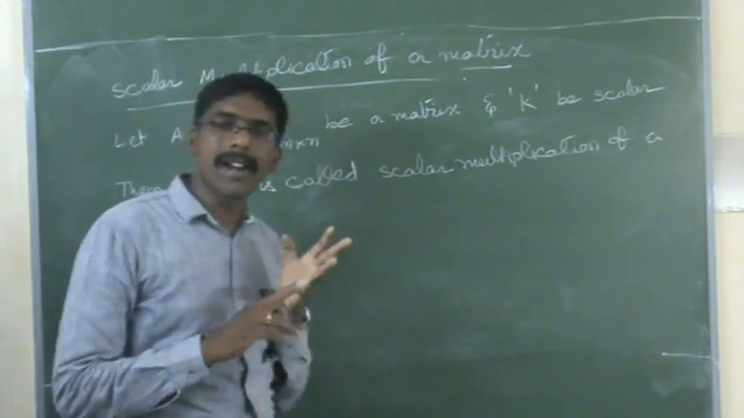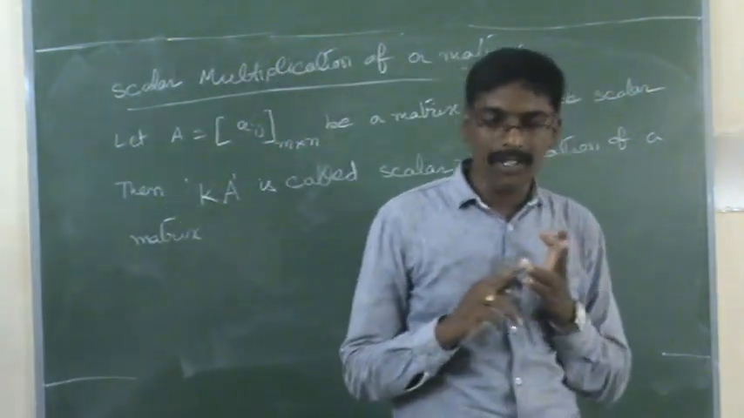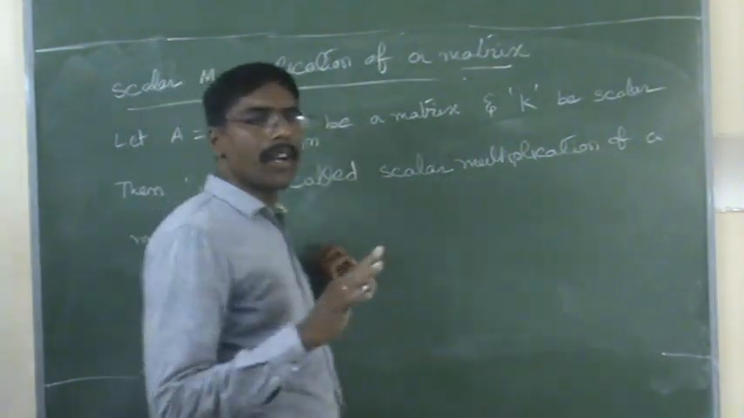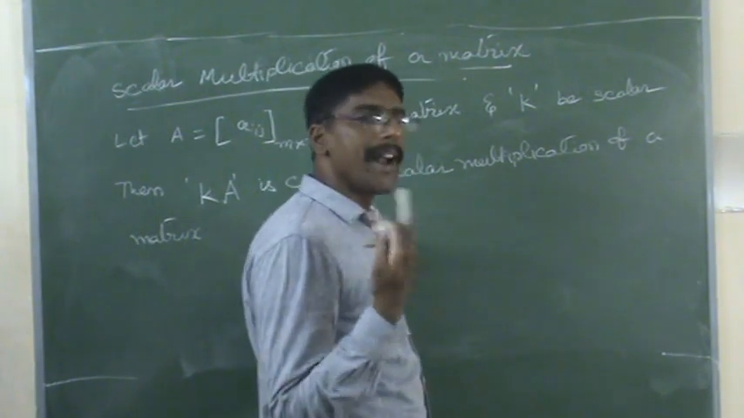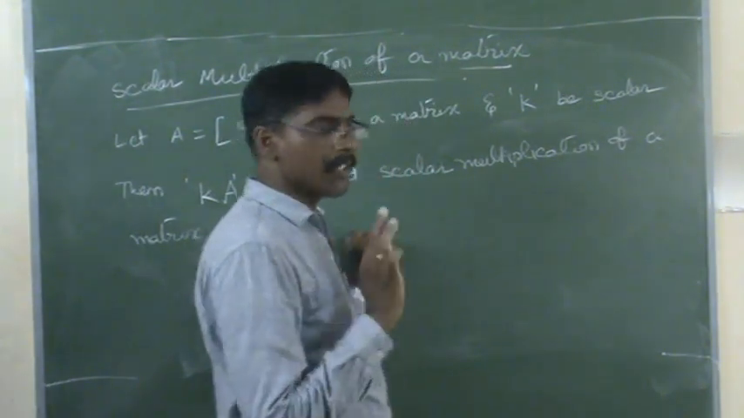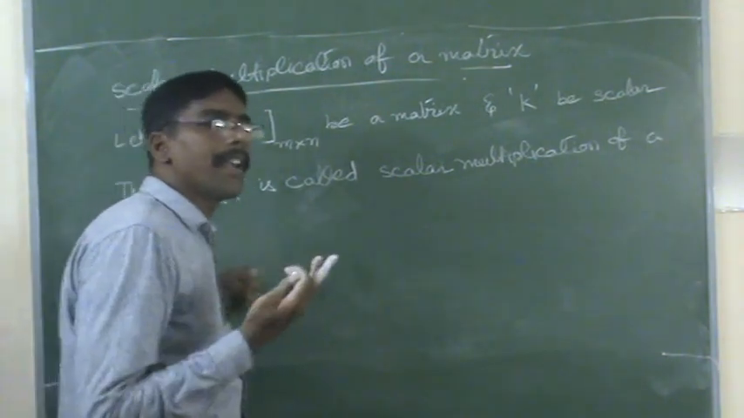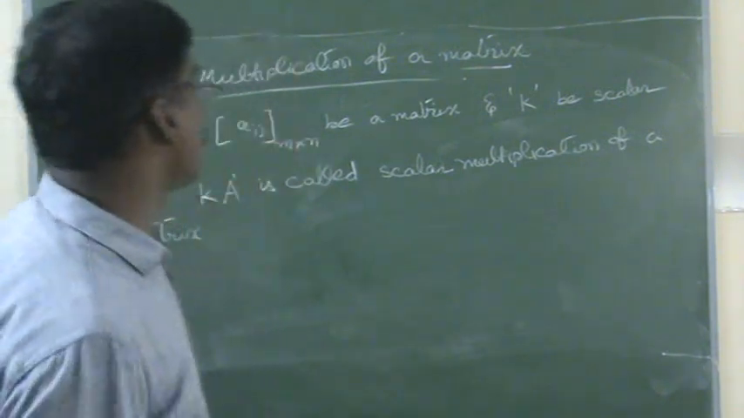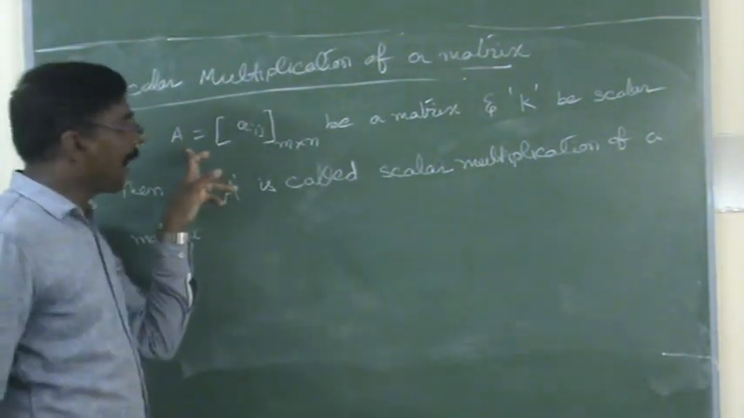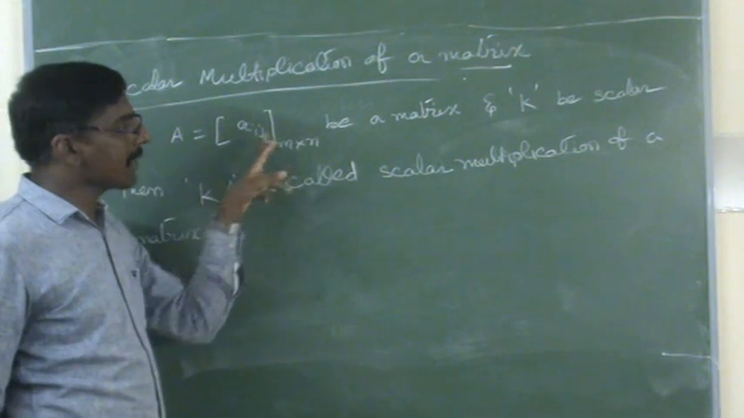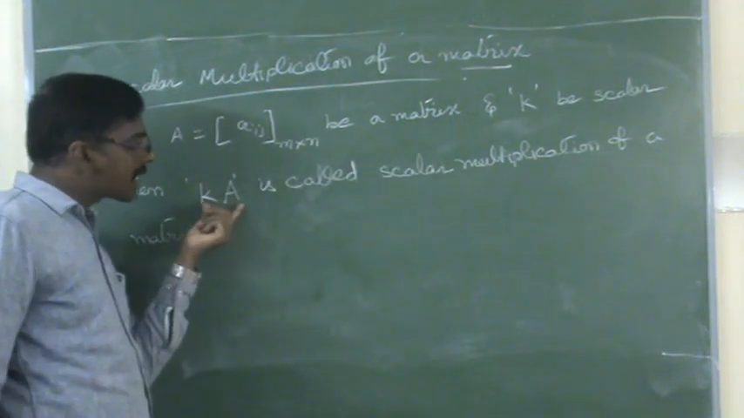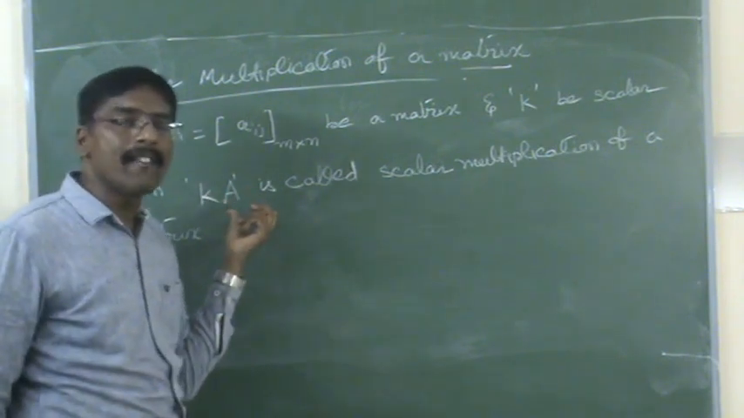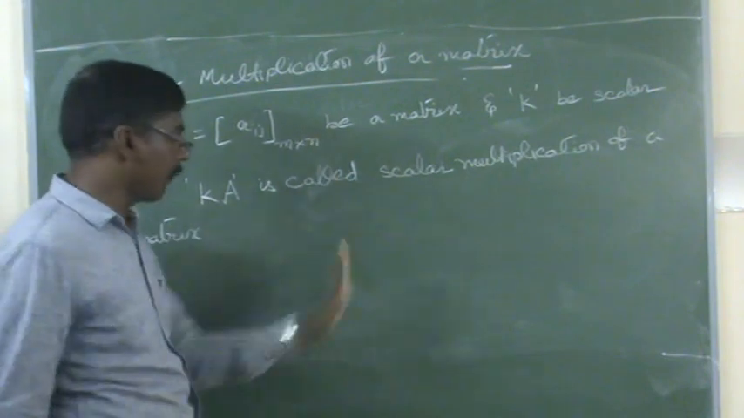For addition and subtraction of two matrices, it is compulsory that their order should be the same. But in the case of scalar multiplication, there is no condition. If we need to multiply any matrix with one scalar number, there is no problem. But how to multiply a scalar with the given matrix? That is very, very important. Matrix A is one matrix and k is the scalar; k times A is called scalar multiplication of a matrix. How to multiply one scalar with the given matrix, we will discuss now.